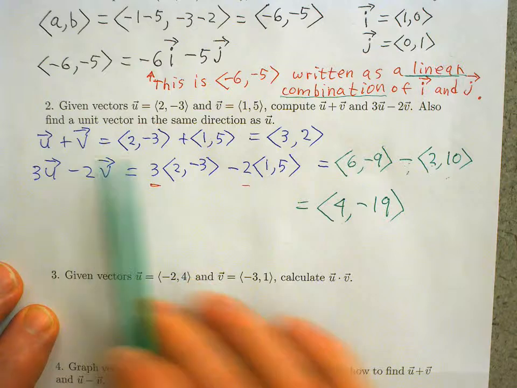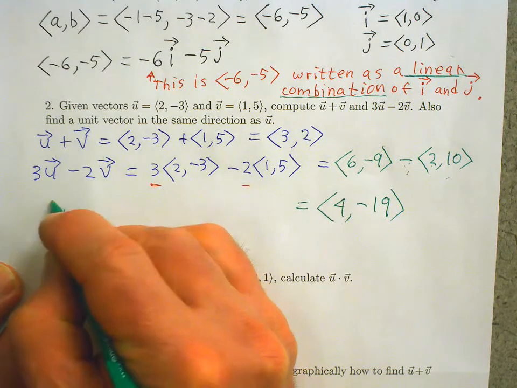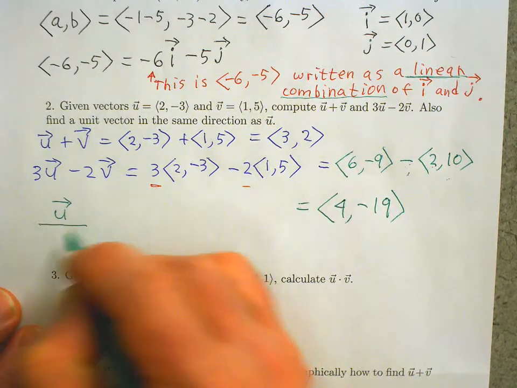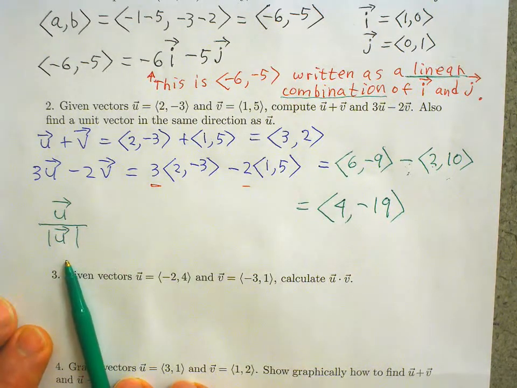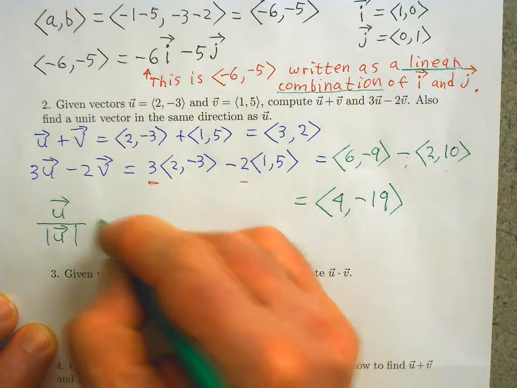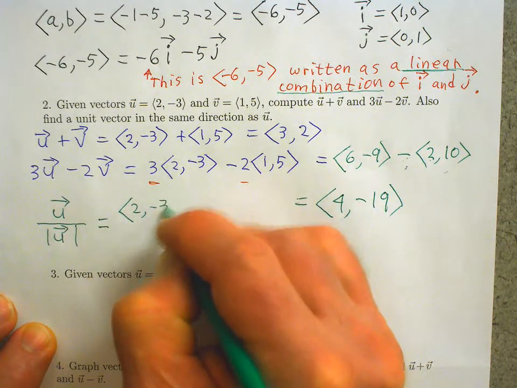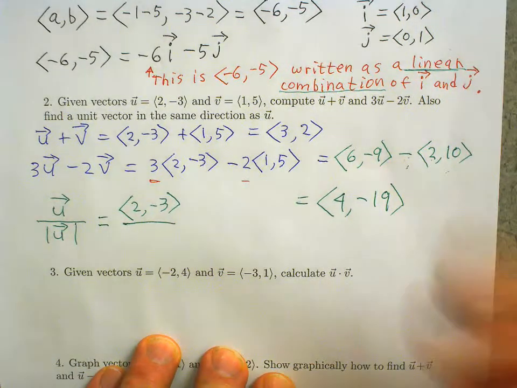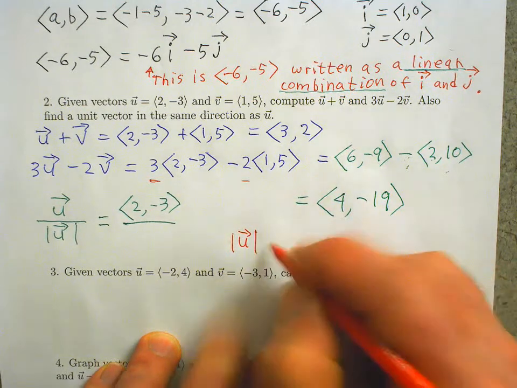Okay, the unit vector in the same direction as the vector u is found by dividing the vector u by its length. So this is the symbol that represents the unit vector in the direction of u. So the vector u, we'll just put that in the numerator in component form, 2, -3. And over here, let's find the length of vector u over here on the side.